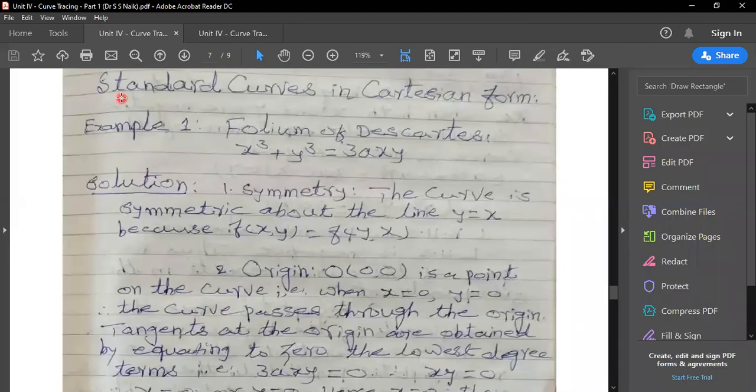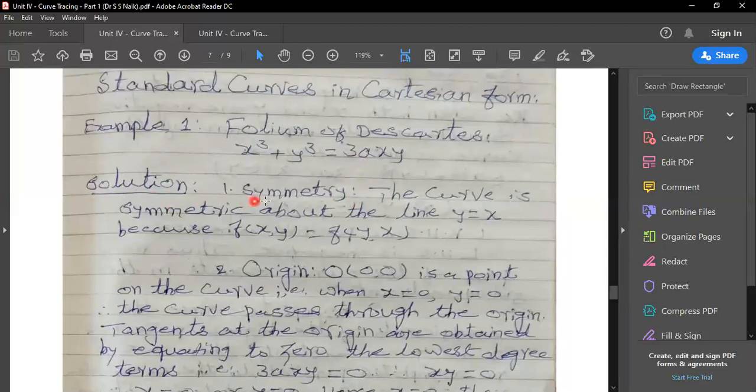Hello students, this is a continuation of the last two videos. Now we'll start with the problems on the Cartesian form of the curves. The first example will be the Folium of Descartes given by the Cartesian equation x cube plus y cube is equal to 3axy, where a is a constant greater than 0.